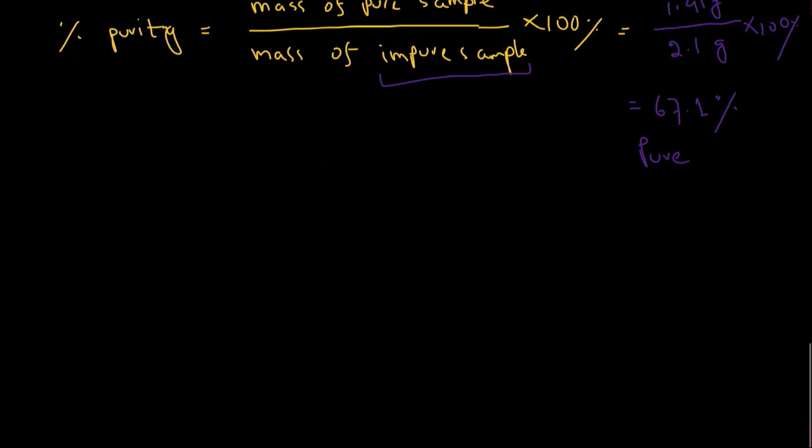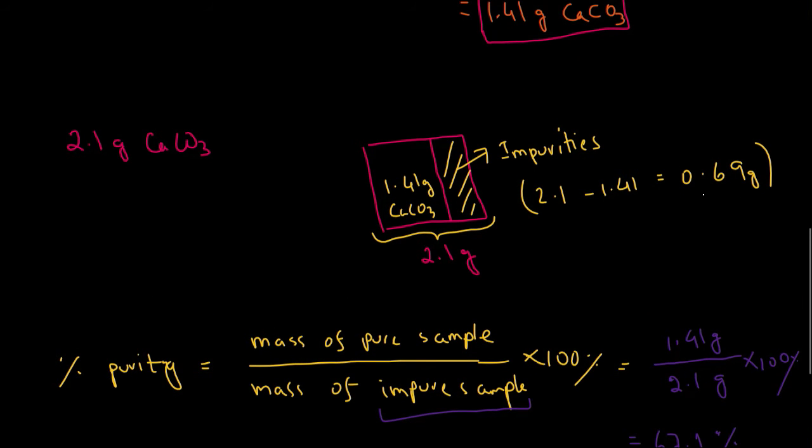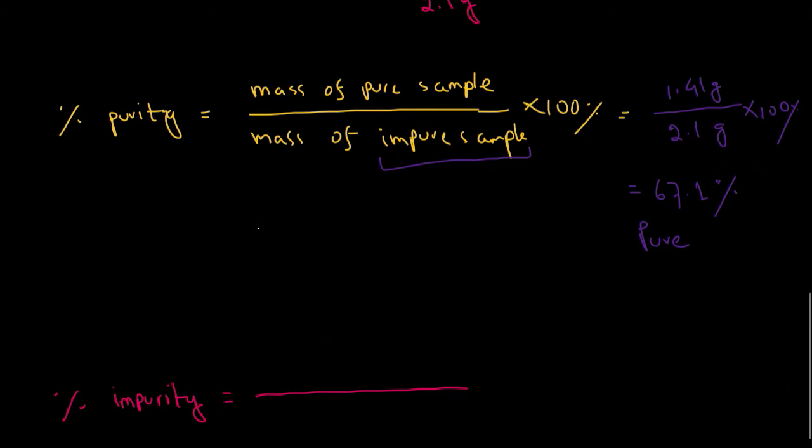So you should be able to figure this out now. If they asked you the percentage impurity, I mean, they don't usually ask, but if they did, so what are you going to do? In percentage purity, you are figuring out how much of the sample is pure. In percentage impurity, you're going to figure out how much of the sample is impure. We've already figured out the mass of the impurities here, which is 0.69 grams in this case.